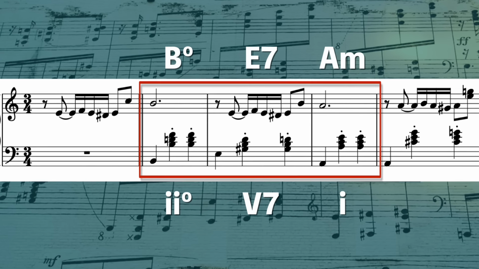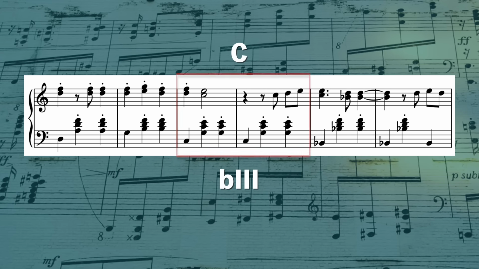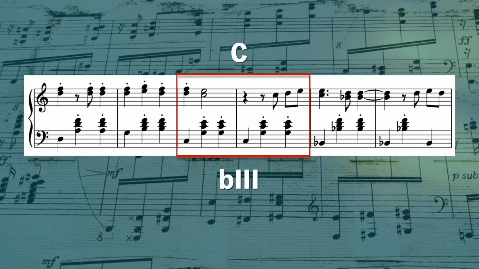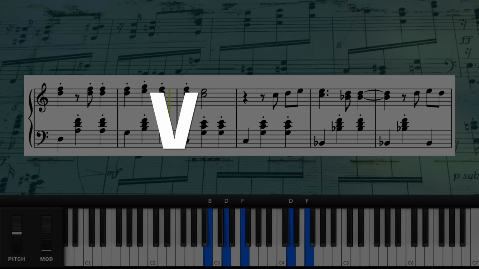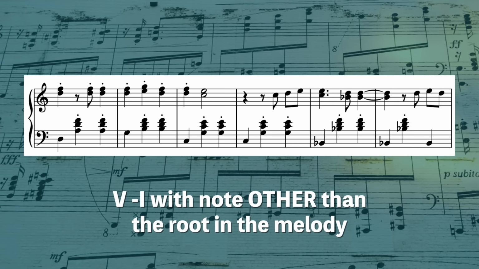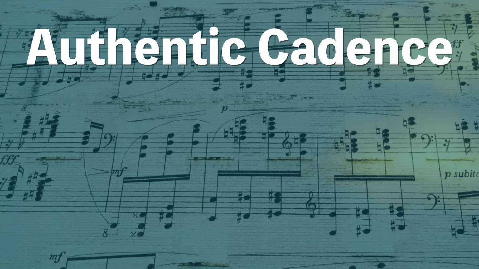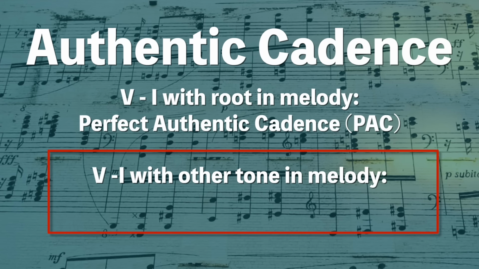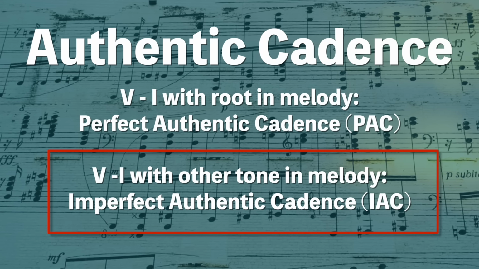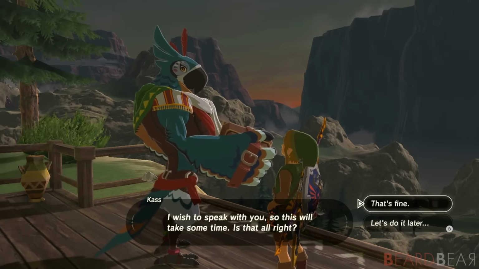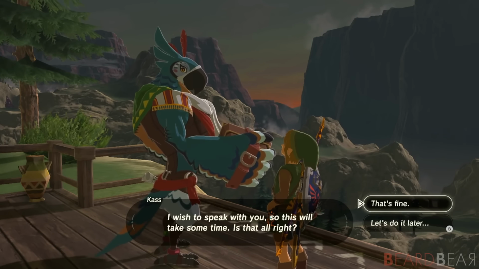The theme starts in A minor, but that C major chord in bars 7 and 8 feels at rest. Just like with Rivali's theme, we've modulated to a relative key. The difference is that instead of the root of the chord in the melody, it's the third, that E. When we have an authentic cadence with something other than the root in the melody, it's considered an imperfect authentic cadence. It's like a slightly less restful version of the perfect authentic cadence, still giving us a feeling of stability, but not quite as final.